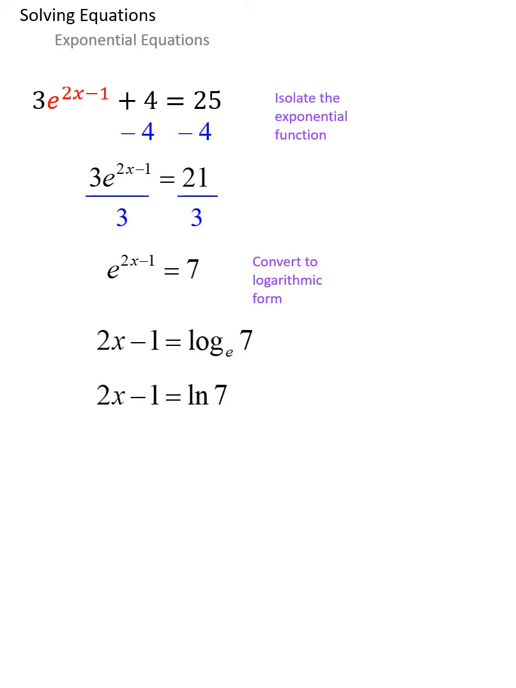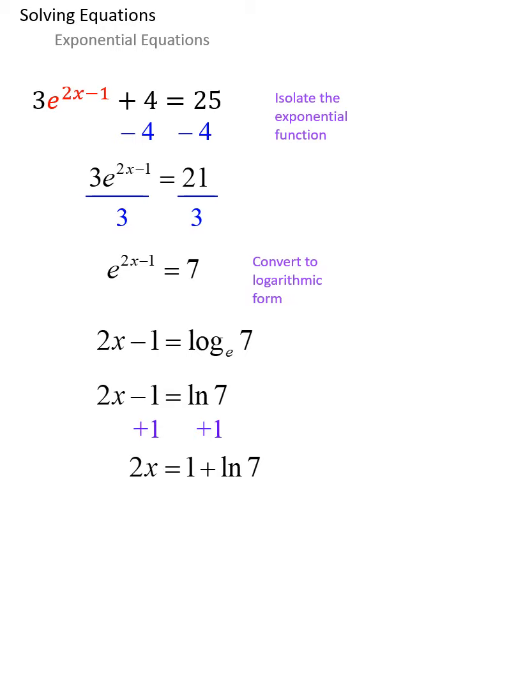Okay, now, remember I'm trying to solve for x, but look what's happened now. The x is no longer in the exponent. So now to solve for x, wouldn't I just have to add 1 to both sides and then divide by 2? So that's what I'll do.